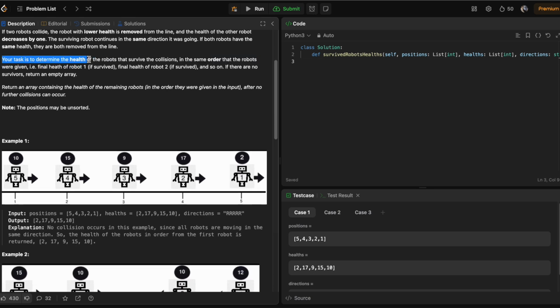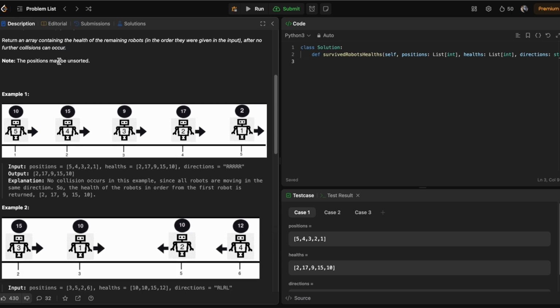Your task is to determine the health of the robots that survive the collisions, in the same order that the robots were given, i.e. the final health of robot 1 if survived, final health of robot 2 if survived, and so on. If there are no survivors, return an empty array. Return an array containing the health of the remaining robots in the order they were given in the input, after no further collisions can occur. Note, the positions may be unsorted.